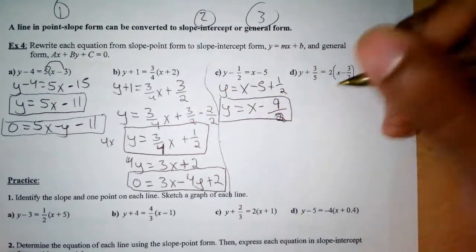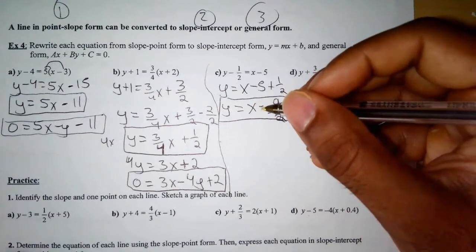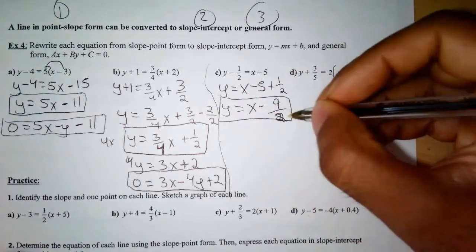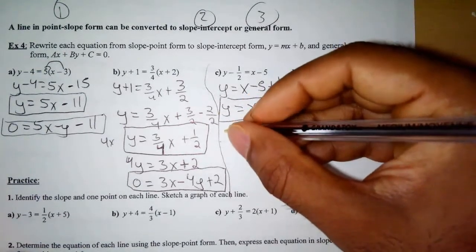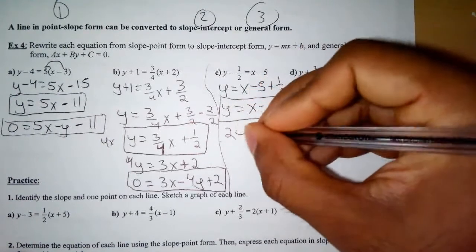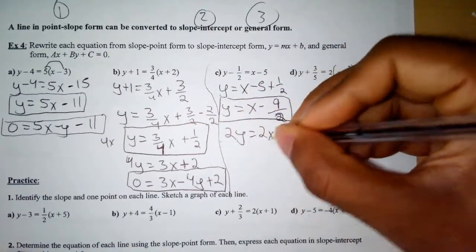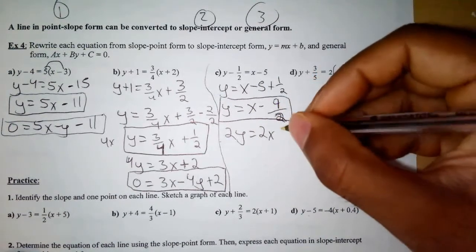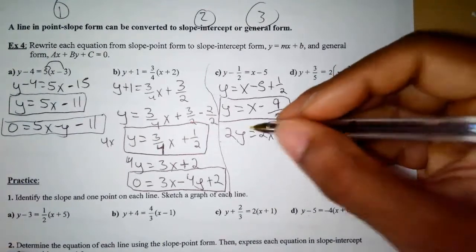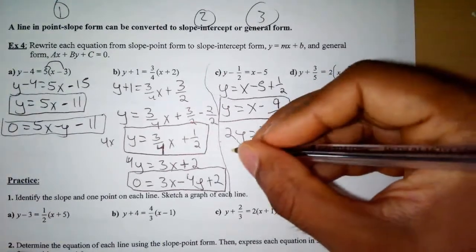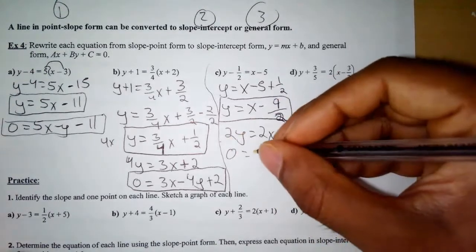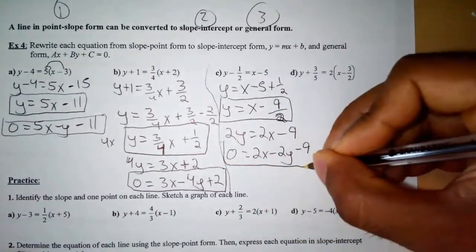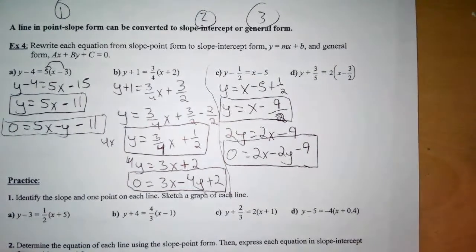Okay, this is 2. And now we need to change to general form. Remember, we don't need the fractions. So 1, 1. So multiply everything by 2, the greatest common factor there. So I'll do that right now. So 2 times y is 2y. 2 times x is 2x. And then 2 times negative 9 over 2 is just negative 9. Okay. Now we're going to move everything over to one side. Negative 2y here, negative 2y here. This will be 2x minus 2y minus 9. There we go. Okay.